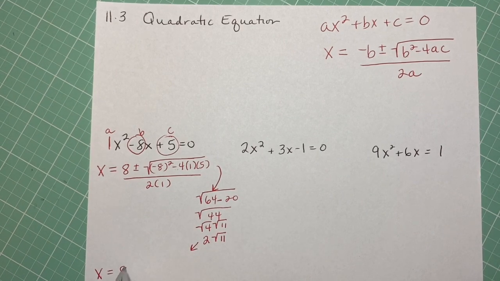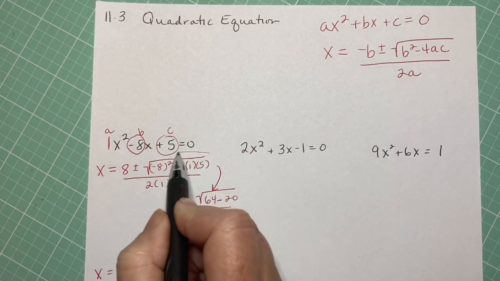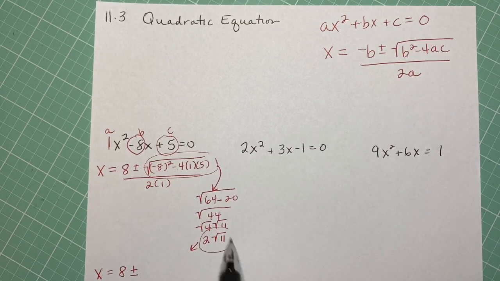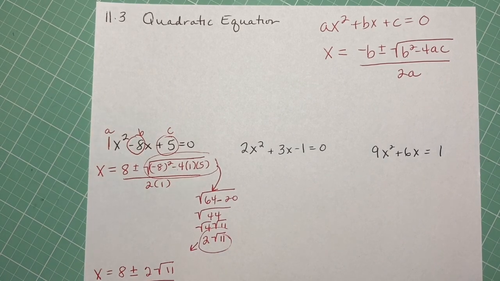So we had x equals 8 plus or minus. Do you see this whole thing became that 2 square roots of 11 over 2.